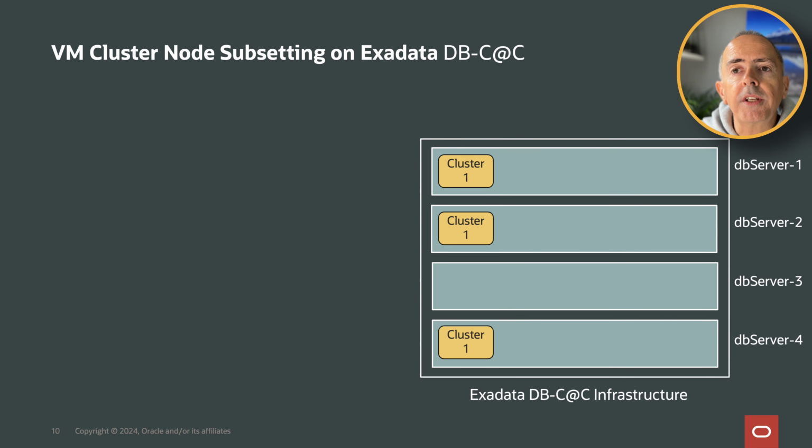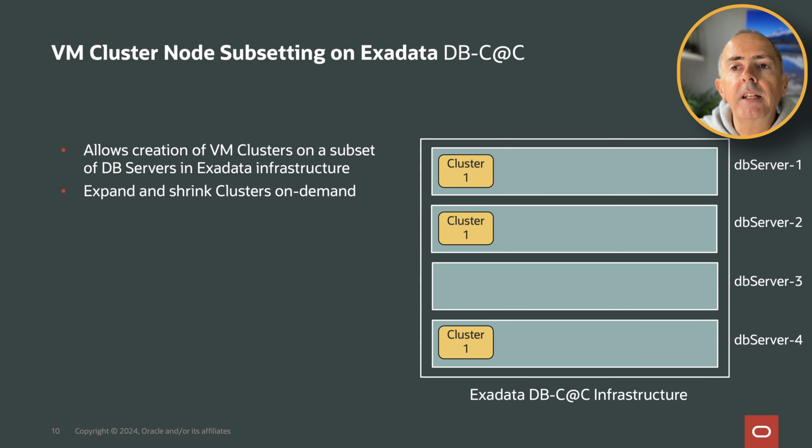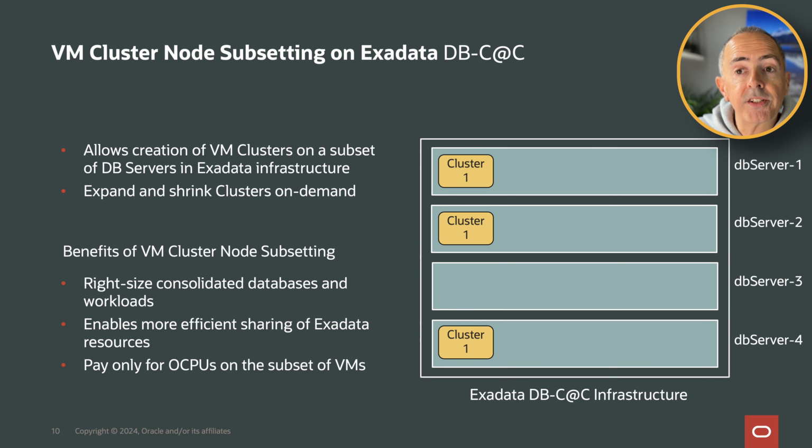So we have this concept within Exadata Cloud Customer called VM cluster node subsetting. And this basically allows us to create a VM cluster on just a subset of the available database servers. And we can expand and shrink these clusters on demand. So in this example, again, we've got 4 physical database servers. And here we've decided to create a cluster on just 3 of those database servers. And this enables us to create the right size of VM cluster for the workloads to run.